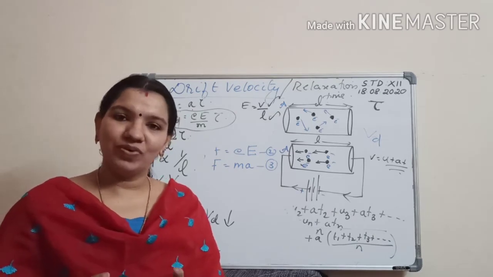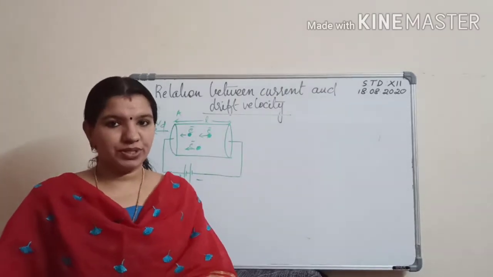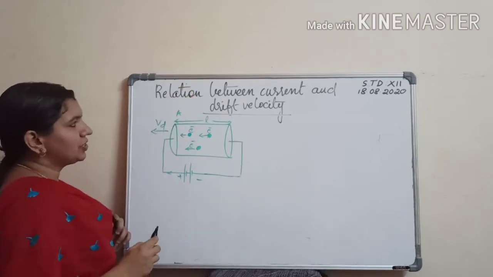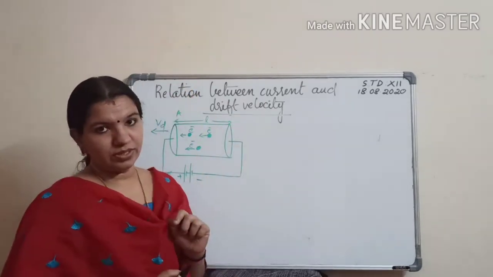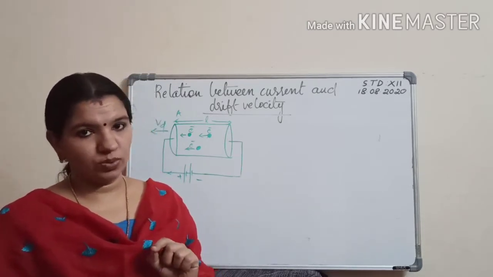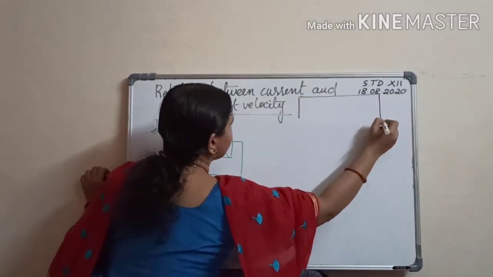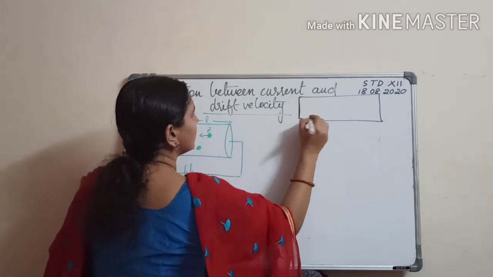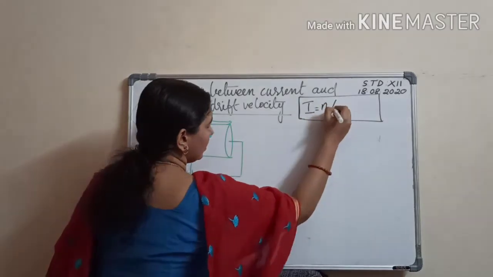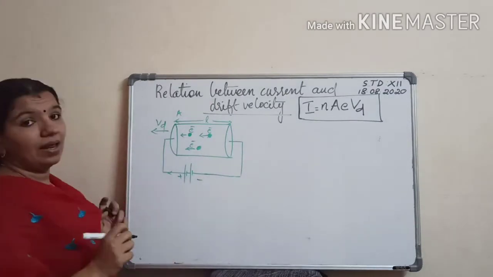Okay, now we are moving to one more derivation. Another important question: to derive the relation between current and drift velocity. Actually, I will write the expression here, which is what we are going to derive. That is, current I is equal to n A e Vd.